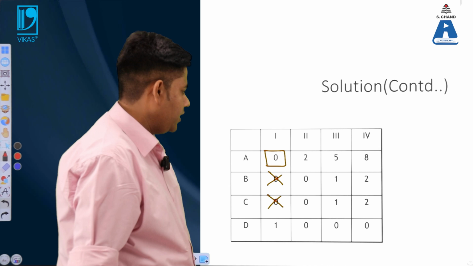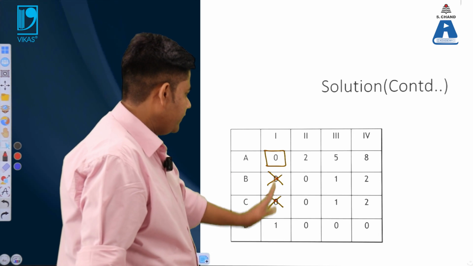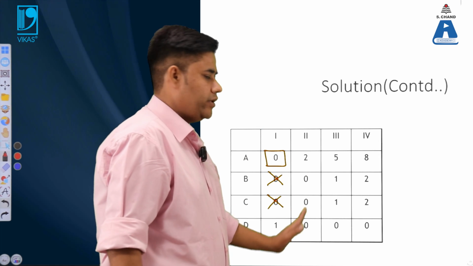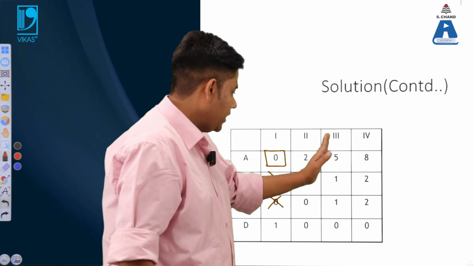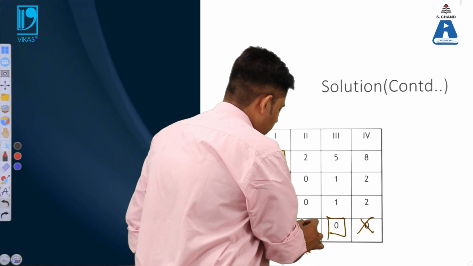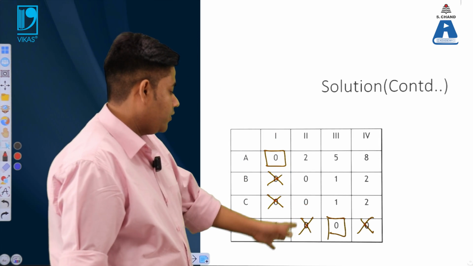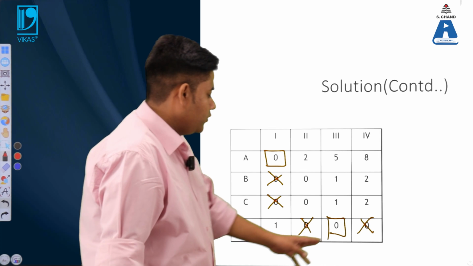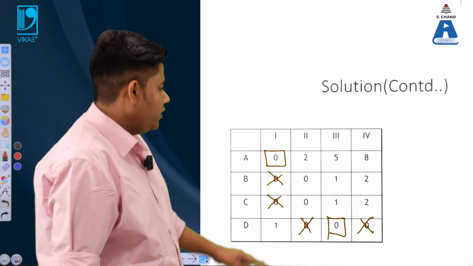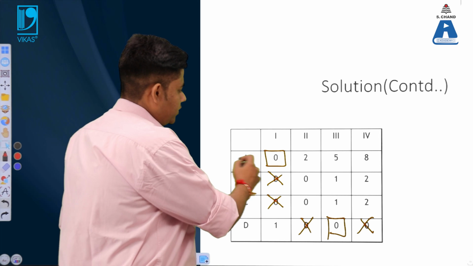So top to bottom is done, and when we move from left to right, the first column is allocated already. The second column has 3 zeros, so you need to skip it. The third column has a single 0, so you need to allocate this 0 and cross the remaining zeros in the corresponding row. And then the fourth one cannot be allocated because the 0 is crossed. Then you again move from top to bottom. So now moving from top to bottom, the first row is allocated.